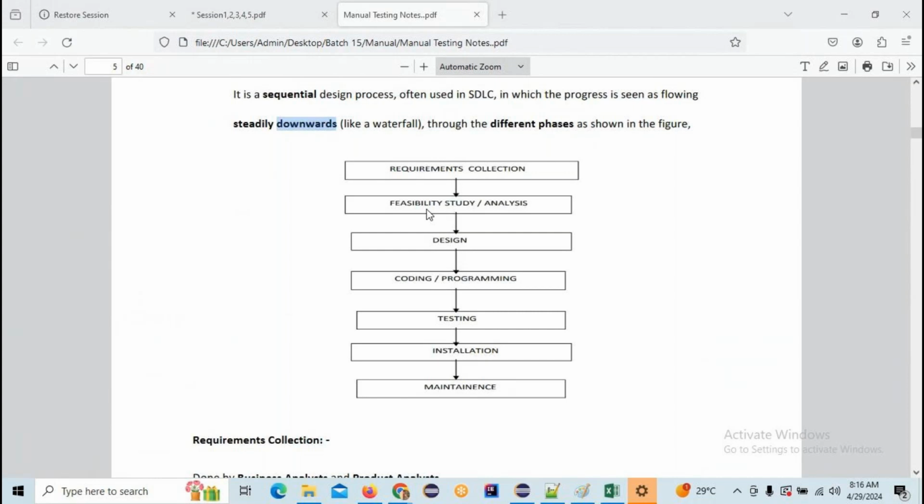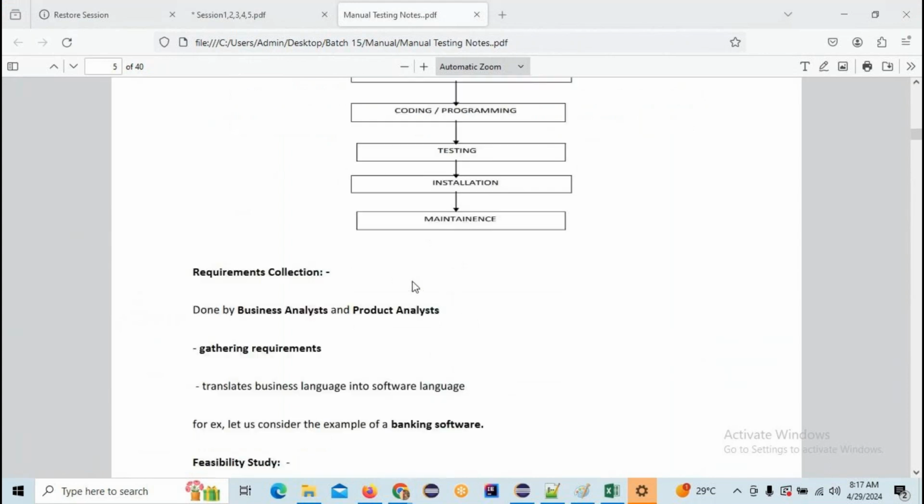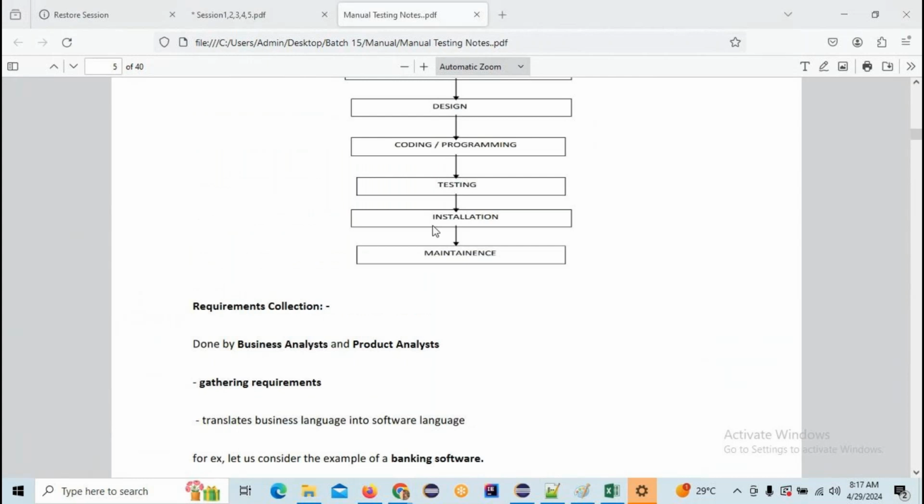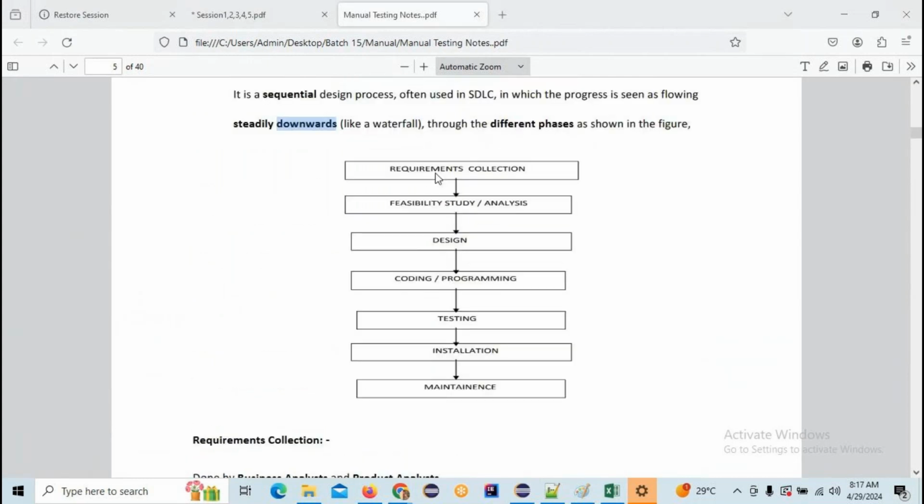Yes, sir. Next, we'll explain each and every phase. I think by reading the things you can easily understand. For the testing phase you can do the testing, in the coding phase we do the coding, in the deployment phase we do the deployment, and in maintenance we maintain. But we can discuss who will be involved in each phase.